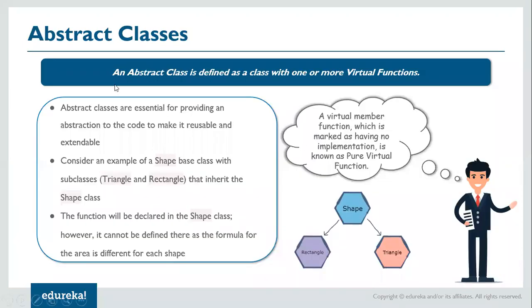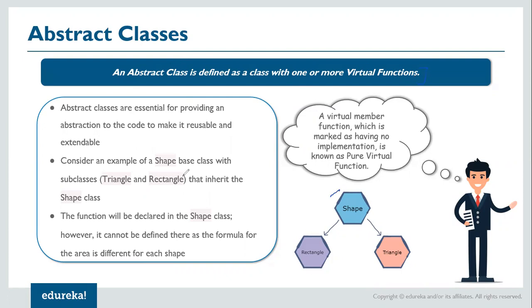Now let us understand the concept of what is an abstract class. An abstract class is defined as a class with one or more virtual functions. Abstract classes are essential for providing an abstraction to the code to make it reusable and extendable, right? So let's understand this with an example.